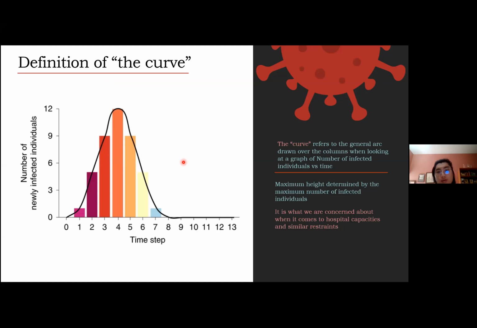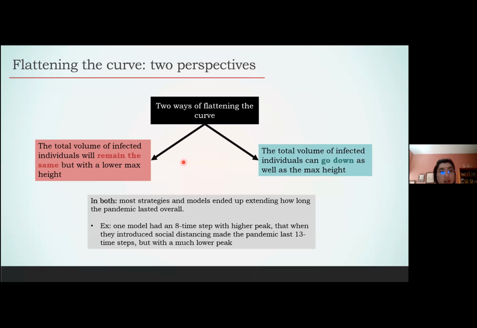So the focus isn't really on the total number of infected individuals, even though that is really important, but rather the peak of how many people end up getting infected at a single time point. Next slide. When we were researching flattening the curve or flattening the peak, we actually ended up seeing two perspectives.